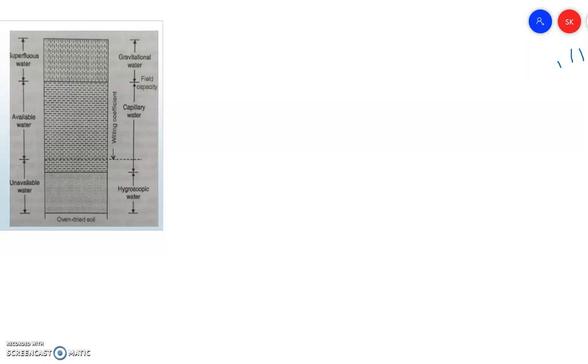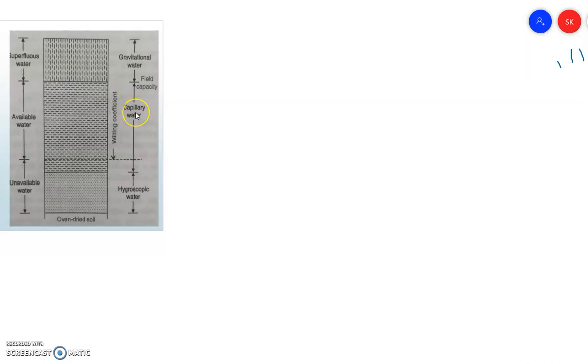Hello everyone. Last session we discussed different terminologies like available water, unavailable water, hygroscopic water, capillary water, gravitational water, and a few more terms such as field capacity and wilting coefficient. In today's session, we'll discuss the equation for finding the field capacity and the depth of water stored in the soil depth. We will also solve a few problems based on this concept.